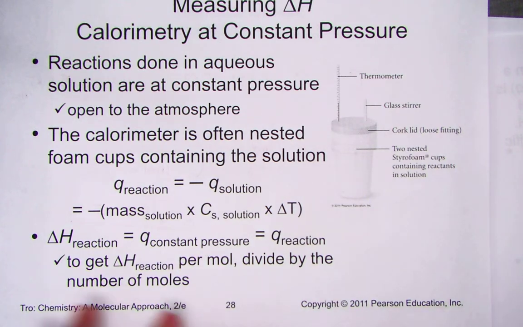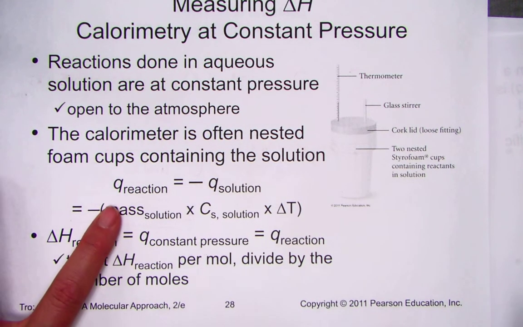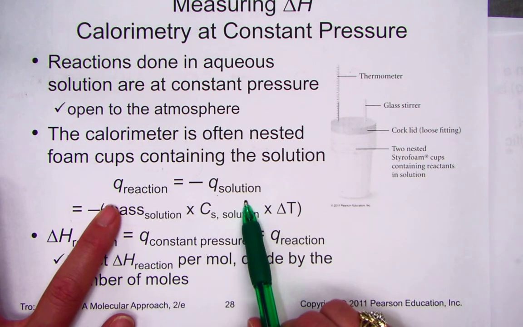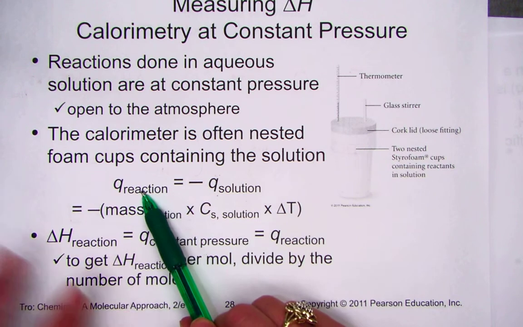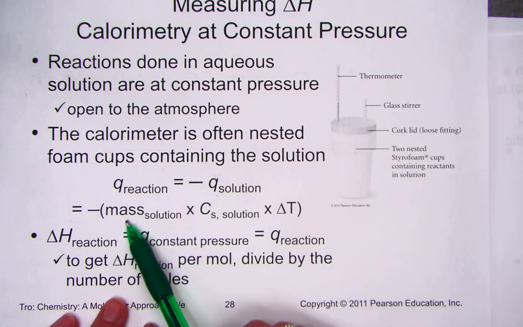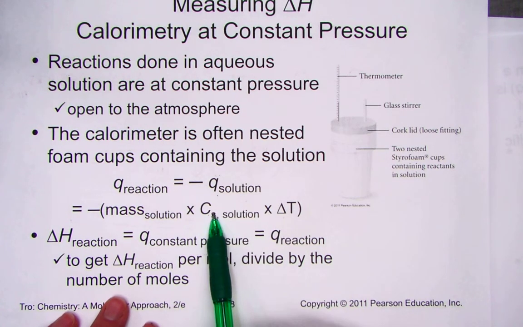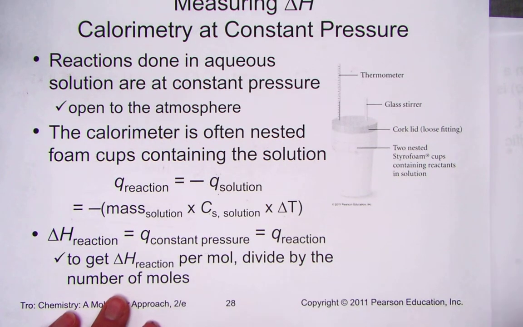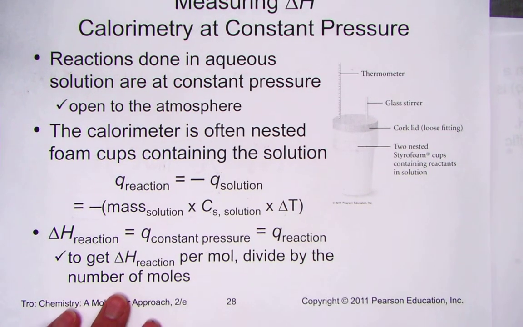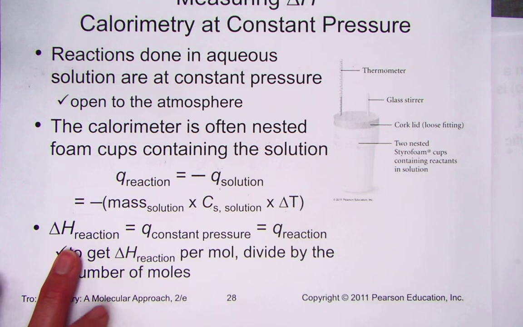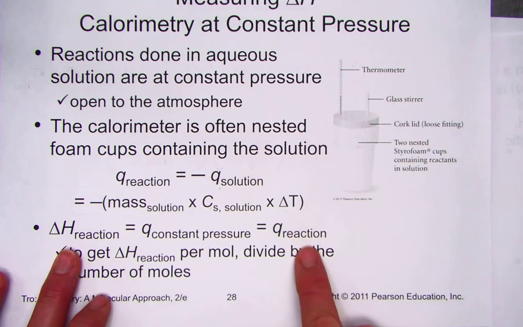As you've been reviewing, we see that the Q for the reaction is negative Q for the solution. In other words, the water absorbs heat as the reaction releases heat. We understand that Q is heat energy, mc delta T, where a solution is a water-based aqueous solution, so we tend to use 4.18 joules per gram Celsius.